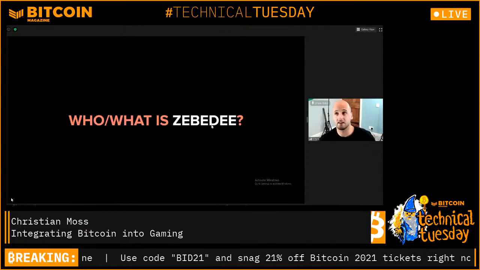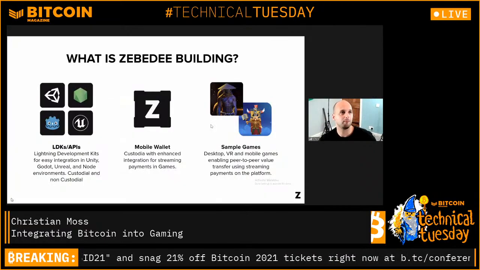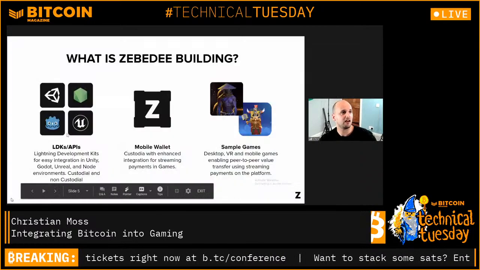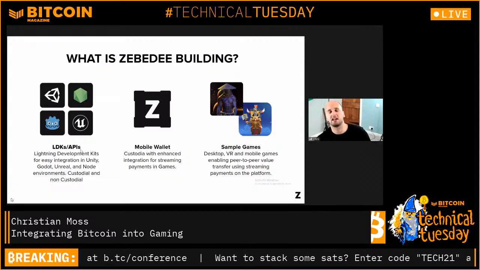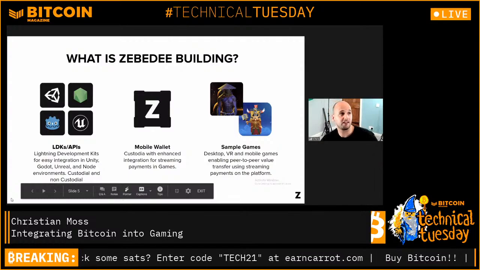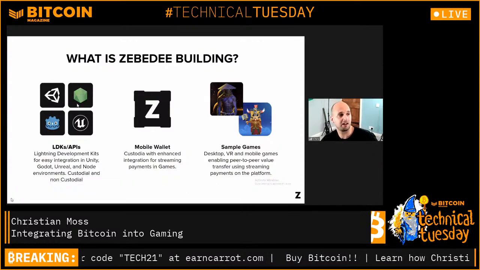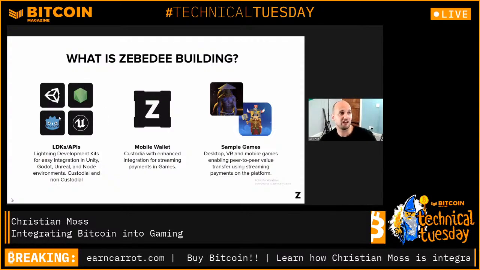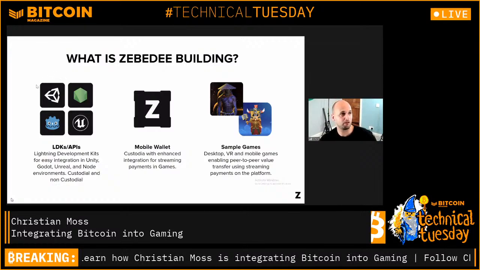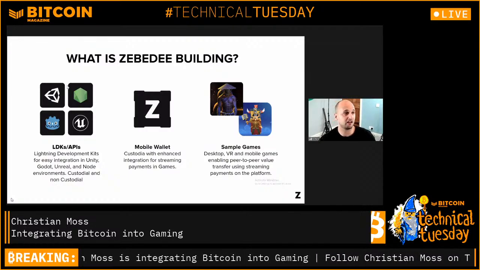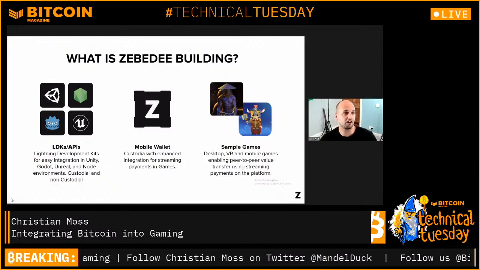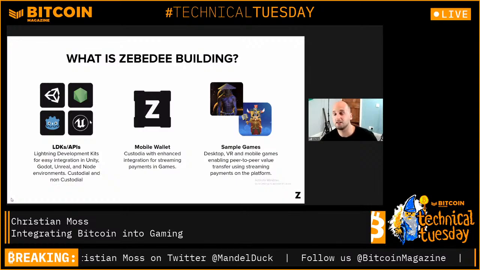And what is ZeeBeeDee exactly? We are building LDKs and APIs. An LDK is basically a Lightning development kit. It's an SDK that people can use in tools such as Unity at the moment, and Node.js. We plan to have support for Godot and Unreal engines, and these last three are very popular game engines that people like to use. We're focusing on Unity because I think 90% of indie projects are made with Unity, and it's a really great engine to get started with. Although we do have plans to support Godot and Unreal in the future.